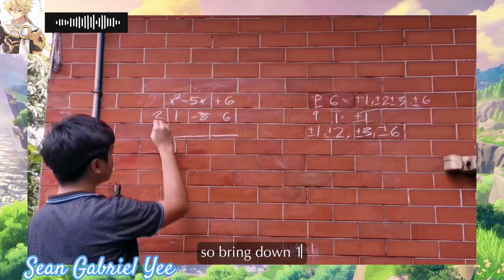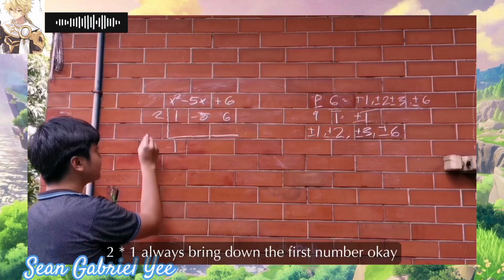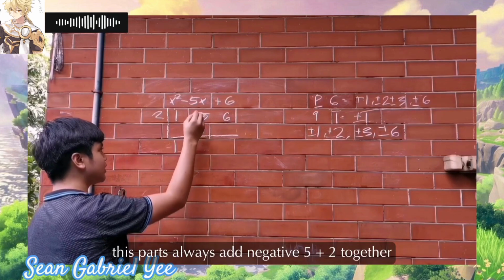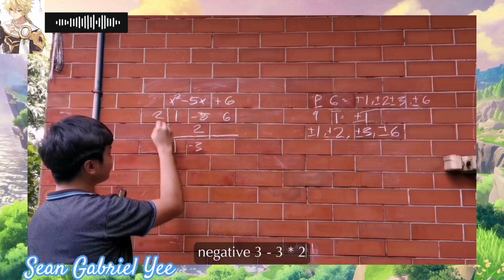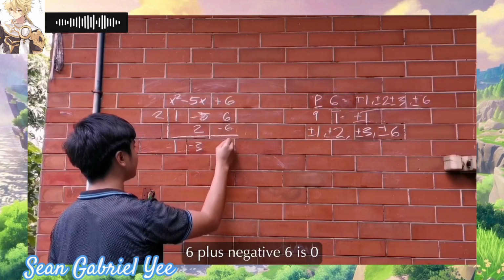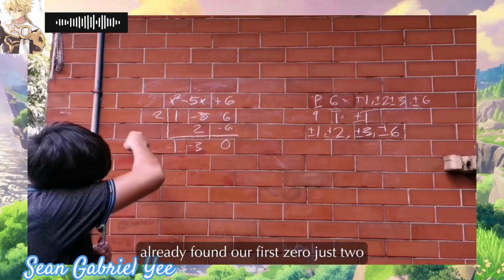So bring down 1, 2 times 1. Always bring down the first number, okay? 2 times 1 is 2, negative 5 plus 2. This part is always added. Negative 5 plus 2 is negative 3. Negative 3 times 2 is negative 6. 6 plus negative 6 is 0. Already found our first zero, which is 2.